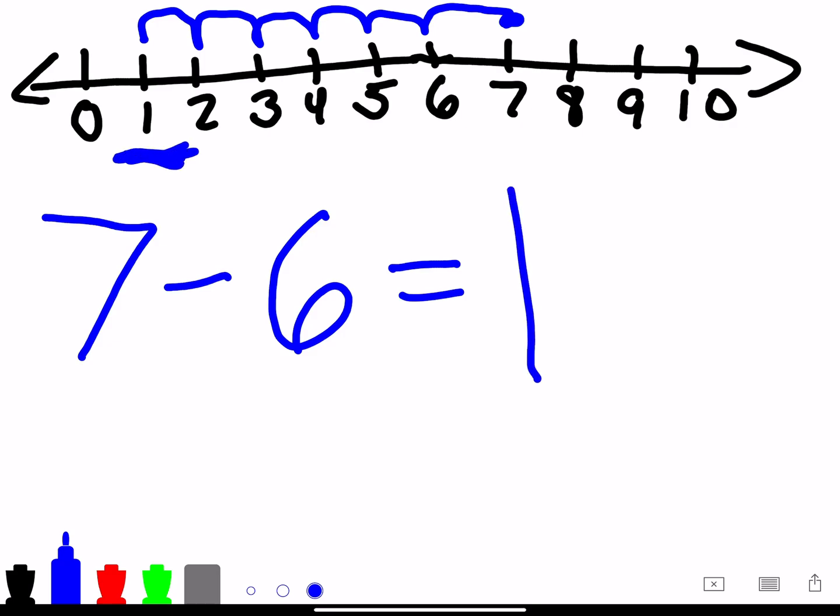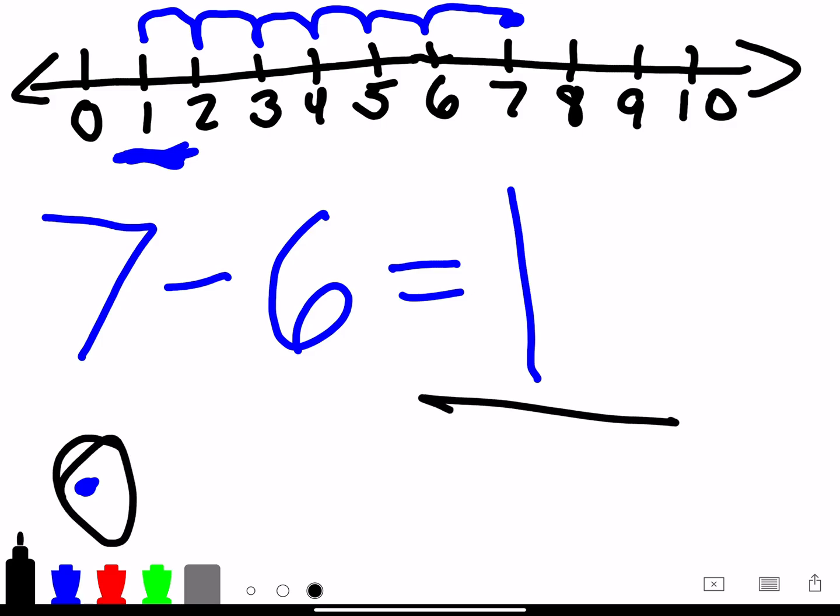And you want to double check your work. That's totally fine. Let's do the dots method. 1, 2, 3, 4, 5, 6, 7. We have 7, but we're going to take away 6. 1, 2, 3, 4, 5, 6. And look, we also have 1. We did it. We got it right. Yay. We did our math right.